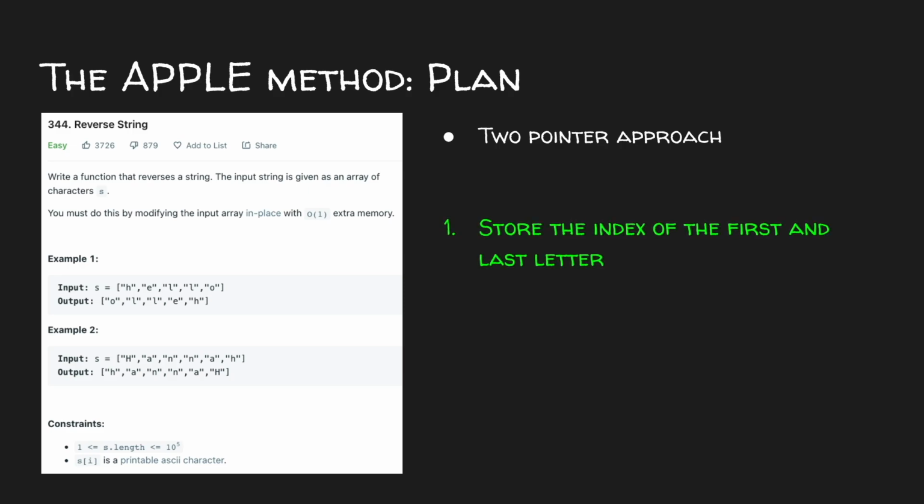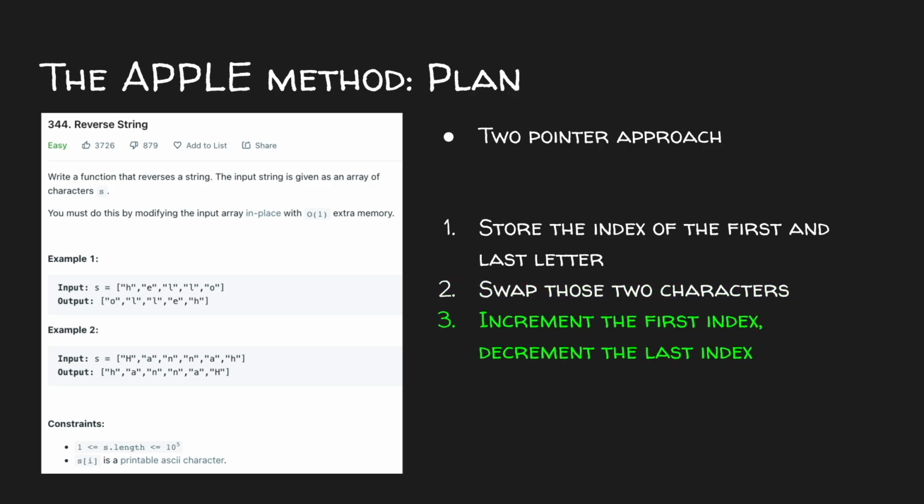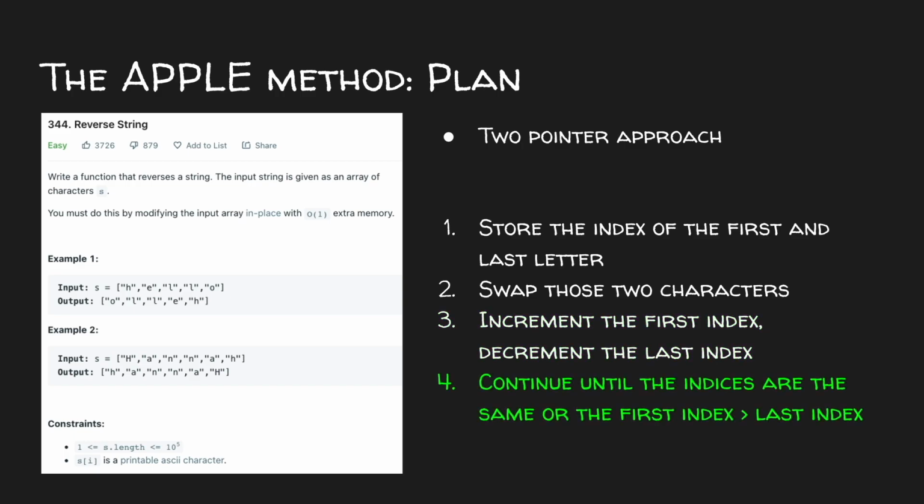Number 2, swap those 2 characters. Number 3, increment the first index and decrement the last index. And number 4, continue until the indices are the same or the first index is greater than the last index, which means we've swapped all our letters already.